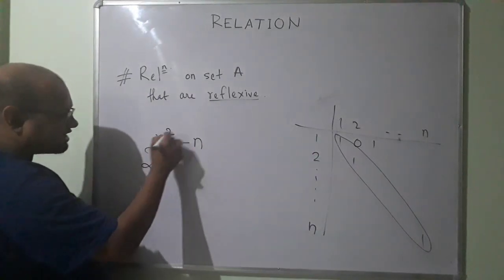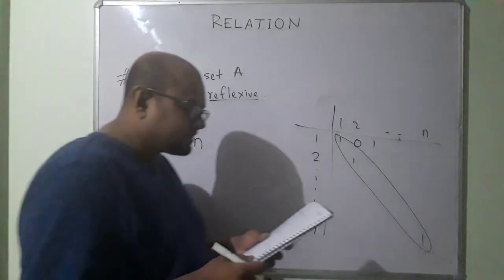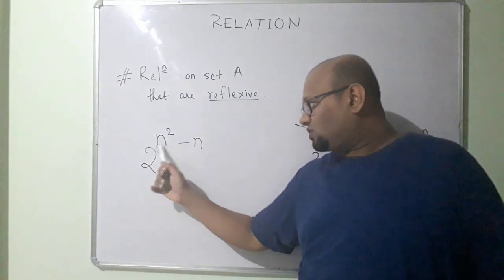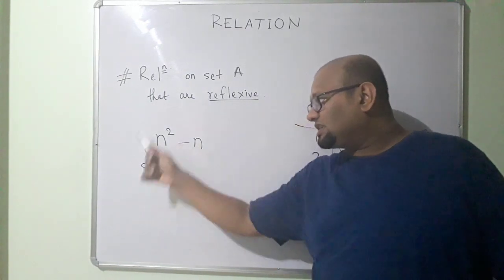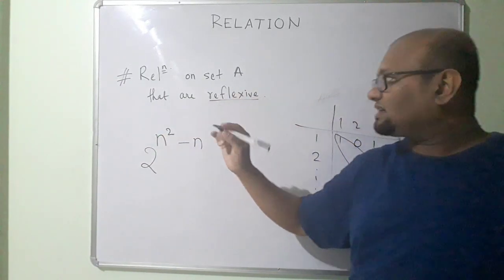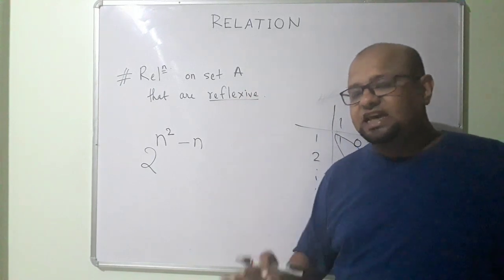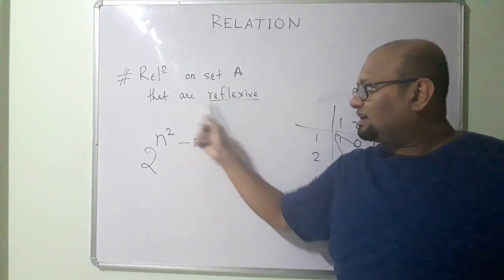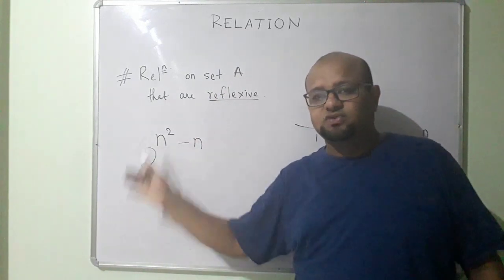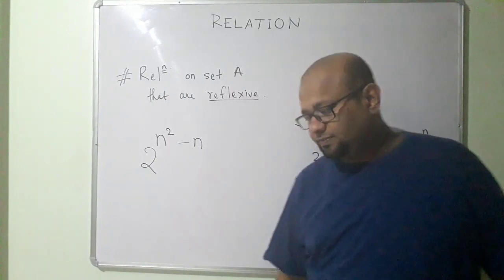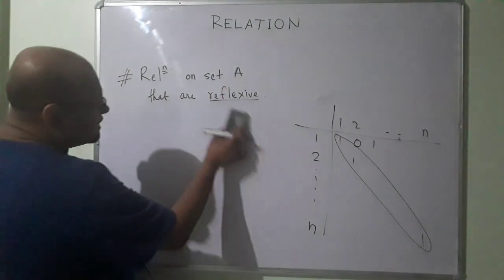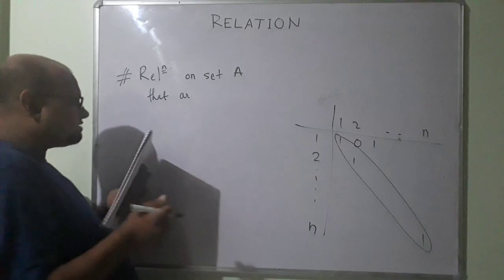That means I have 2 to the power n squared minus n number of cells that I can fill. So these are the total number of relations on a set A, where A has cardinality n, that means A has n elements. So these many reflexive relations are possible. Alright? Okay. Next, let us try to figure out how many of them are symmetric.